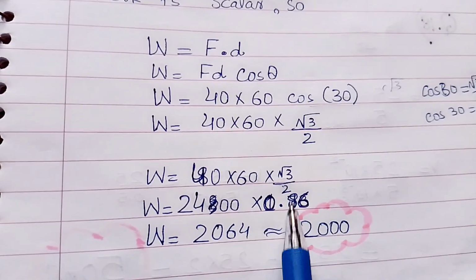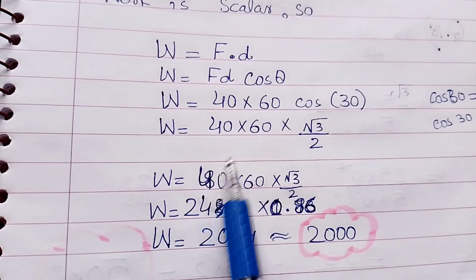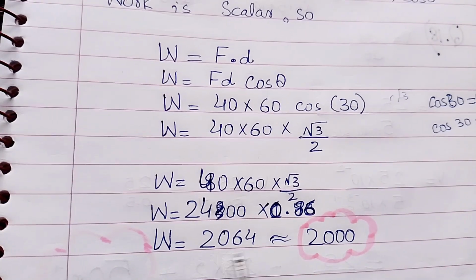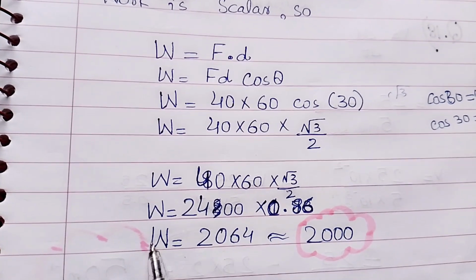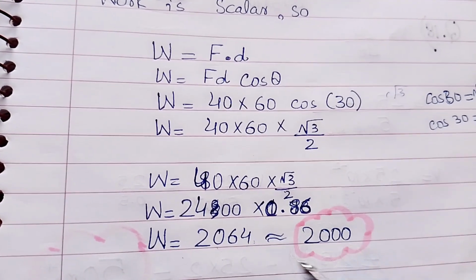Here we just put 0.86, and 40 into 60 is 2400, and the answer for our work is equal to 2064, which is approximately 2000.